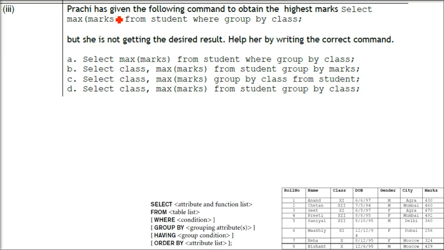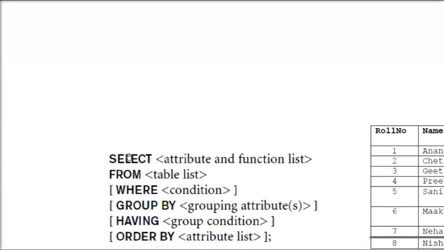Prachi has given the following command to obtain the highest marks: select max marks from student where group by class. It's very obvious that there is no condition after where, and directly we have group by. So the command she has given is not correct. This is quite clear.